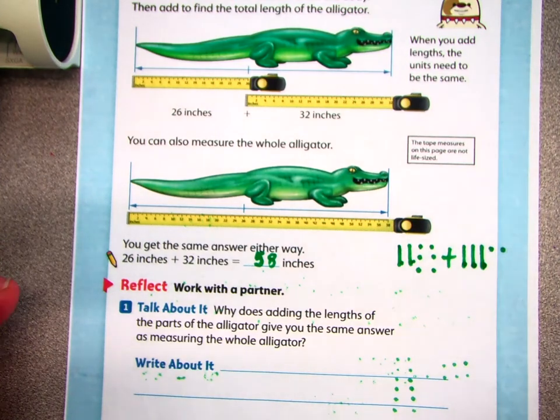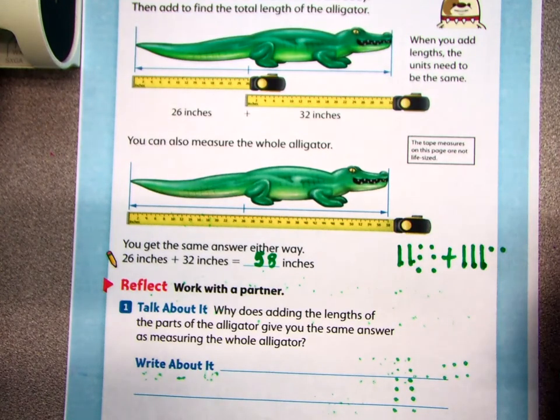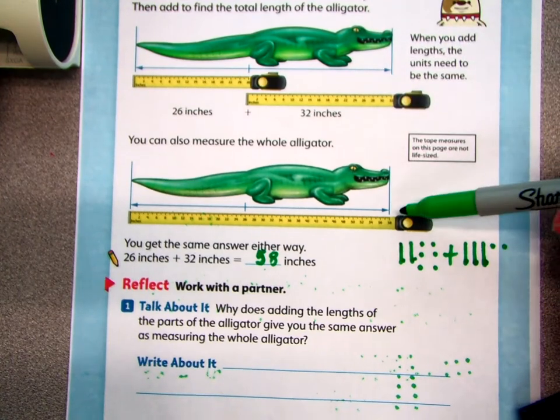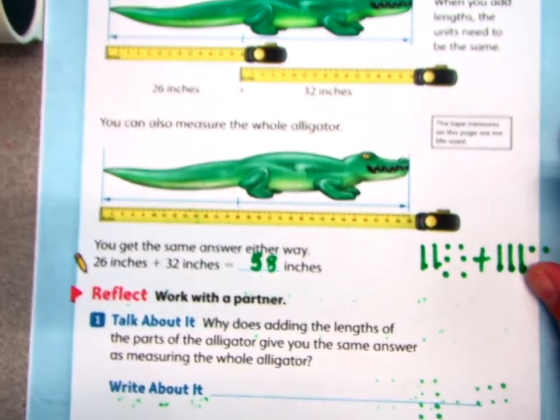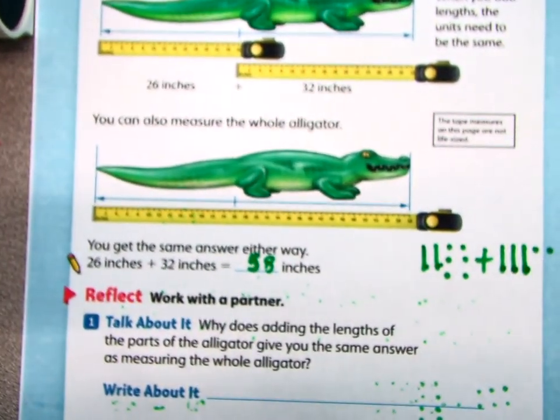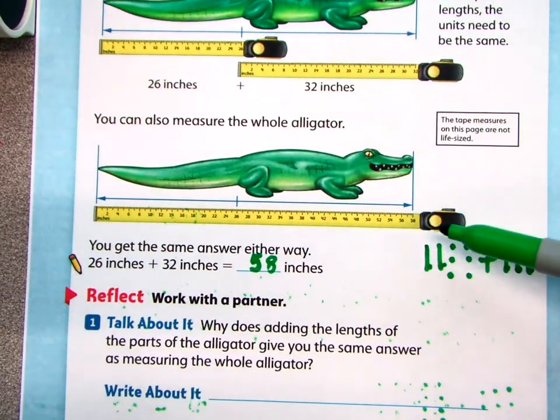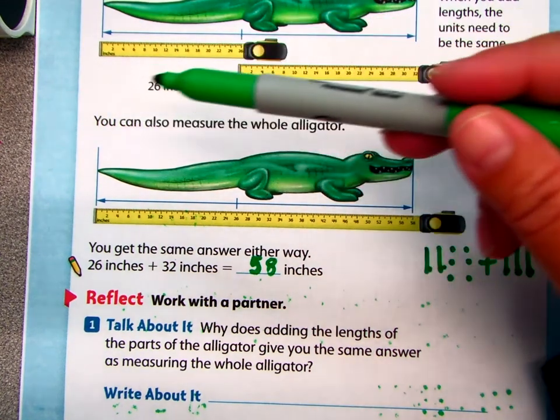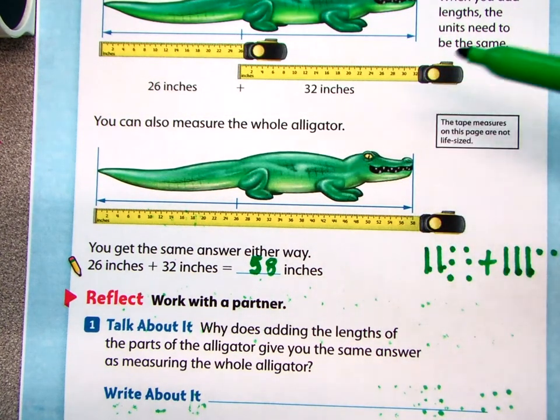Right? So, when you put two parts together, you get the same length as the whole alligator. Didn't we discover that when we added here? Because right here, if you get real close, let me focus it in here, you come up with the 58. Okay? They just broke it into tail and body.